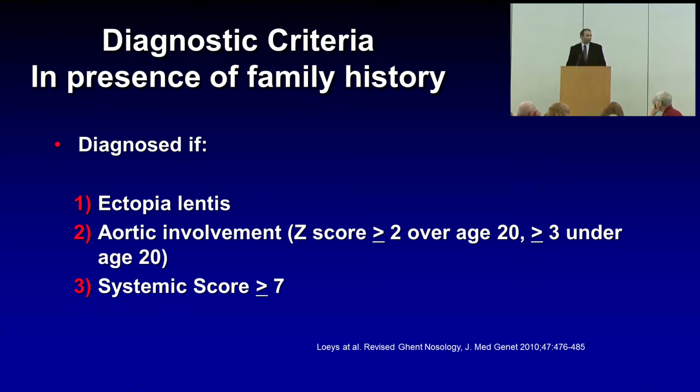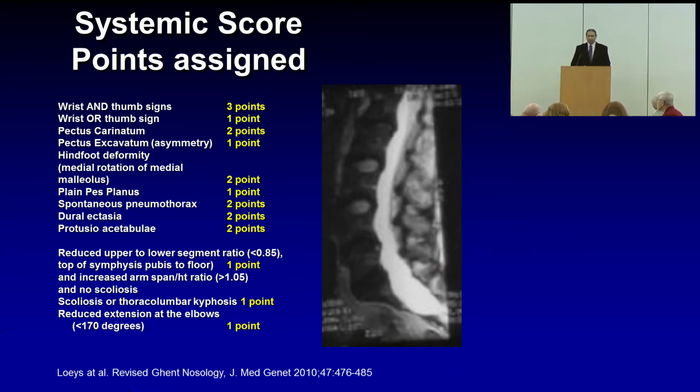How about in the presence of family history? If you have a family history of Marfan syndrome, and you have any one of these features: ectopia lentis, or aortic involvement with a Z-score more than 2, or more than 3 and over age 20, or a systemic score more than 7, that clinches the diagnosis of Marfan syndrome. So these are some of the systemic scoring system.